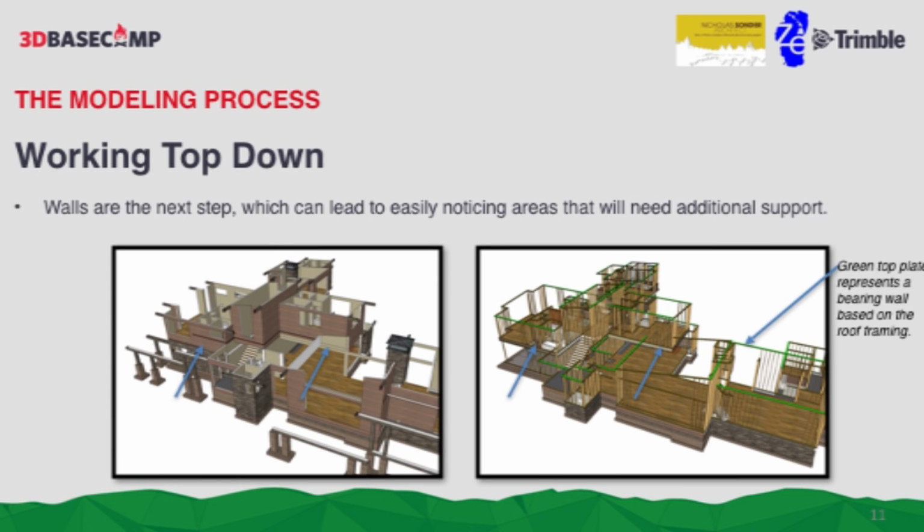Walls are the next step. We've got all our rafters built, and then we turn that layer off, and we end up with this, and then we can actually just put in our dynamic walls in here and stretch them out. Once again, it's an engineer setting these up, so we turn the top of the top plate green, which indicates it's going to be a bearing wall. So we know that wall is going to be loaded, and that load needs to get to the ground.